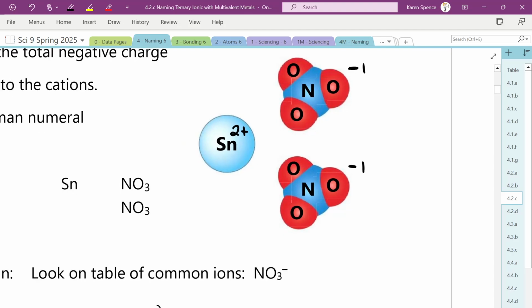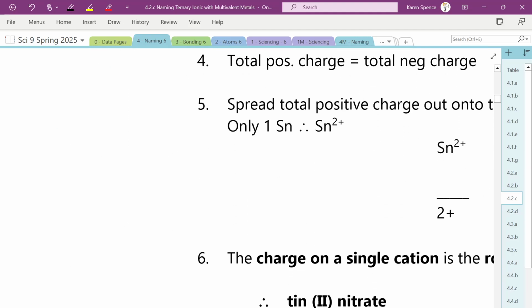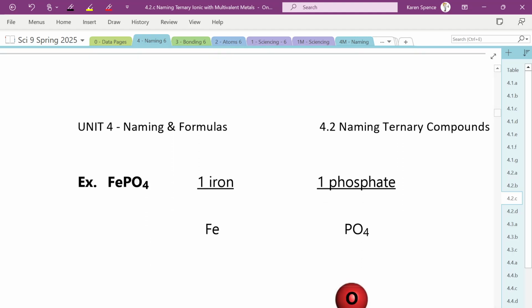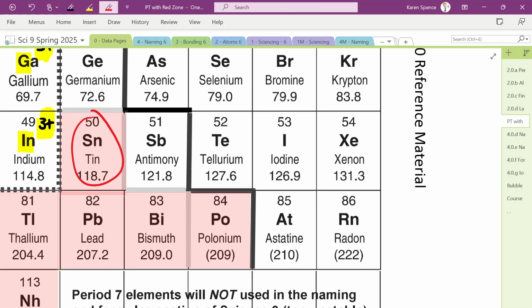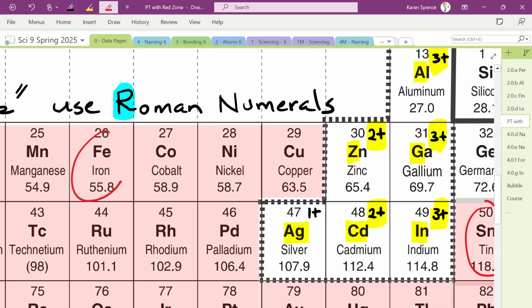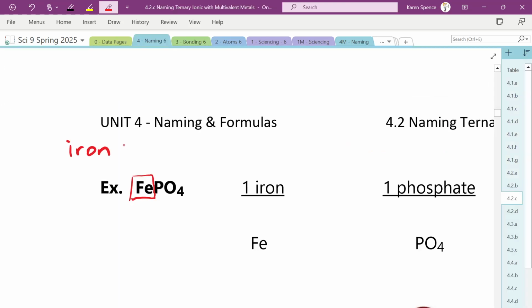All right, let's try the next one. Because if you're going to make a mistake, it's going to be on something like this. Our first ion is Fe, that is iron. Okay, so we have iron. It's in the red zone. Where's iron? Fe. Red zone, so it does need a Roman numeral. So I'm going to put brackets and leave space for a Roman numeral.